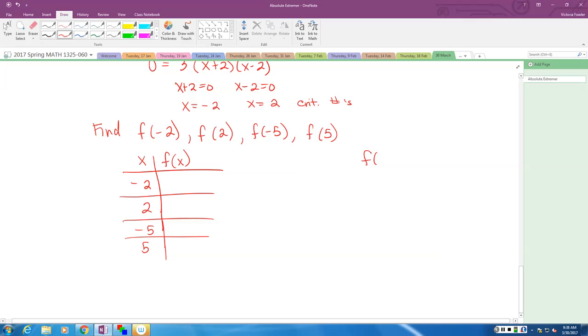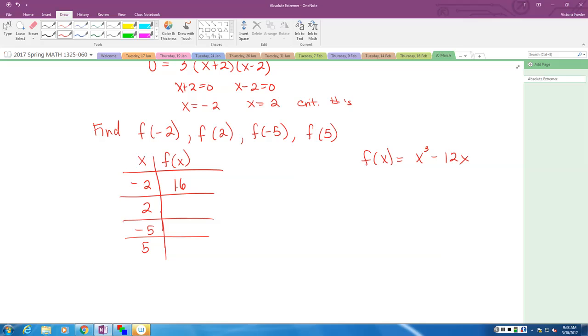I remember that I'm talking about the original function, and that original function is x cubed minus 12x. So when I'm finding f of negative 2, it would be negative 2 cubed, which is negative 8, minus 12 times negative 2. 12 times negative 2 is negative 24. So I have negative 8 plus 24. Is that right? Okay, so what do I get? 16? You guys agree? Okay, so if I find f of negative 2, it's a positive 16.